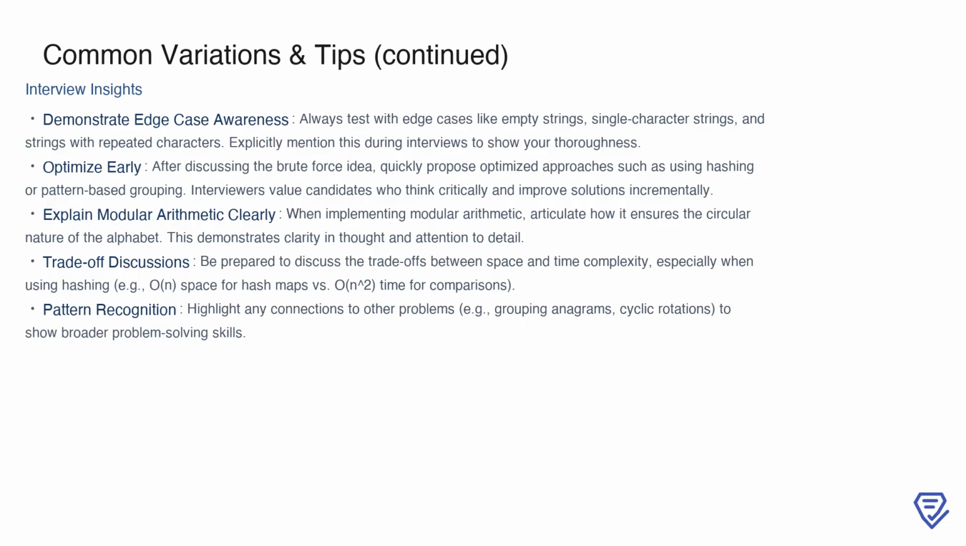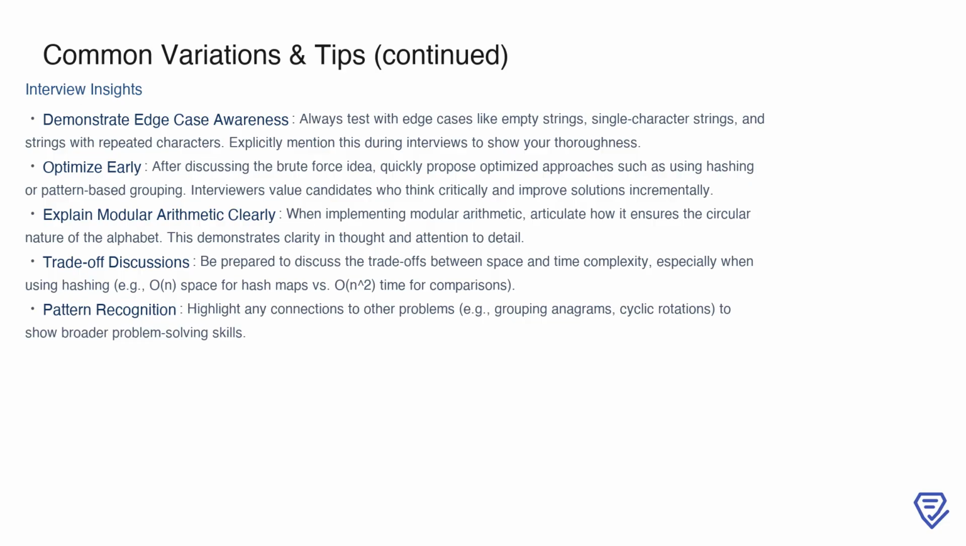Modular arithmetic is another area to emphasize. Clearly explain how it ensures the alphabet's circular nature, as this demonstrates attention to detail. Be ready to discuss trade-offs, like the space complexity of hash maps versus the time complexity of pairwise comparisons. Lastly, showcasing pattern recognition can set you apart. If you can connect this problem to others, like grouping anagrams or cyclic rotations, it signals a deeper understanding of problem-solving patterns.